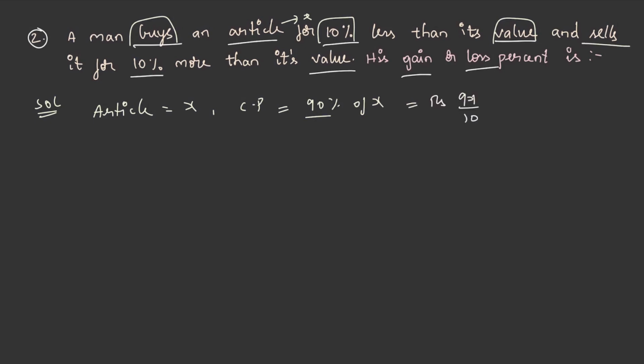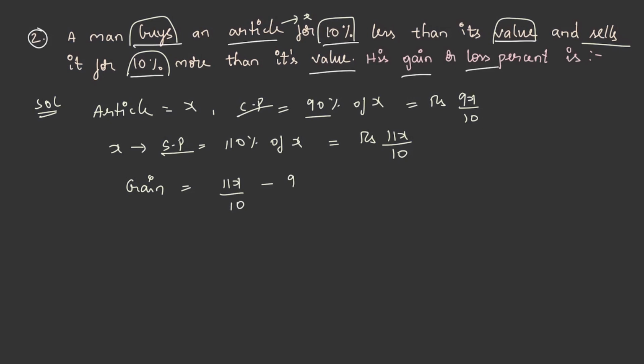And it is given that he sells it for 10% more than its value. If its value is x, then the selling price is equal to 110% of x. This will be equal to rupees 11x by 10. We know the selling price as well as the cost price. Now gain is equal to 11x by 10 minus 9x by 10, which is equal to rupees x by 5. It is gain because the selling price is greater than the cost price.